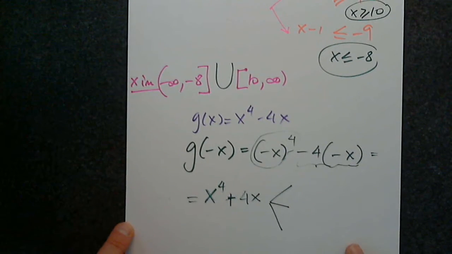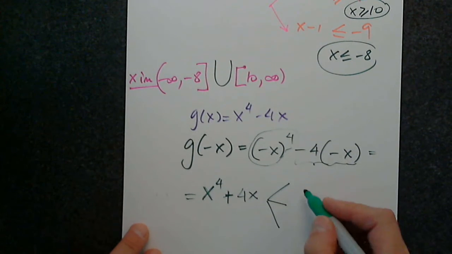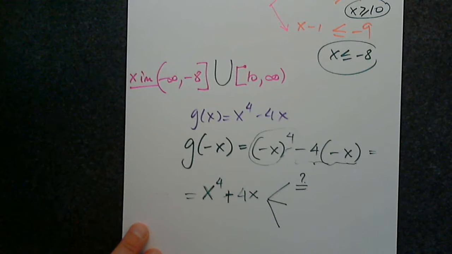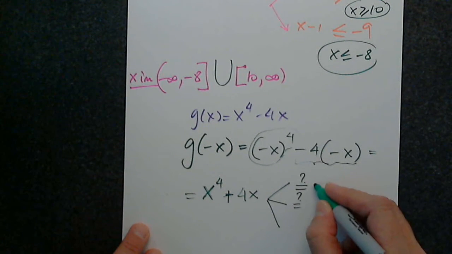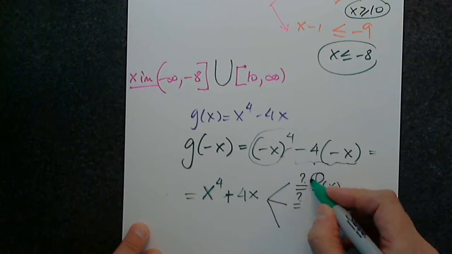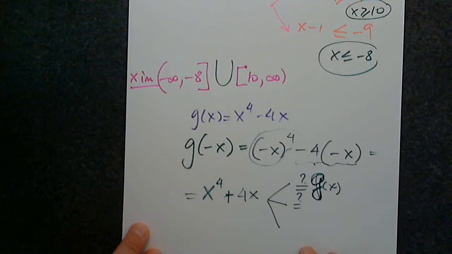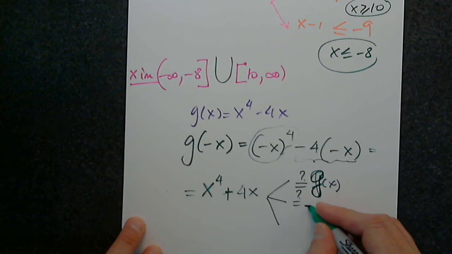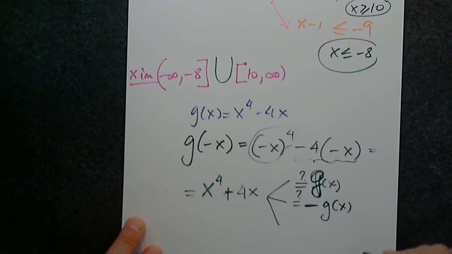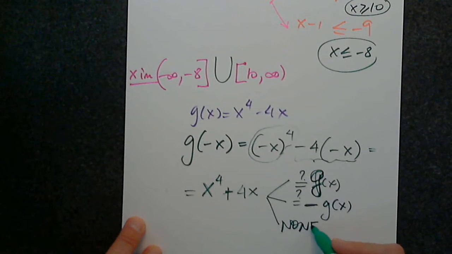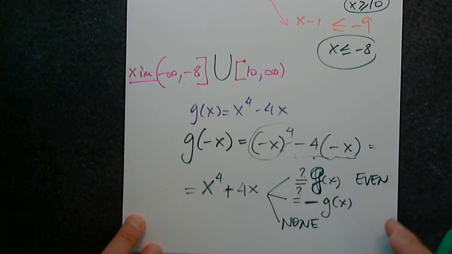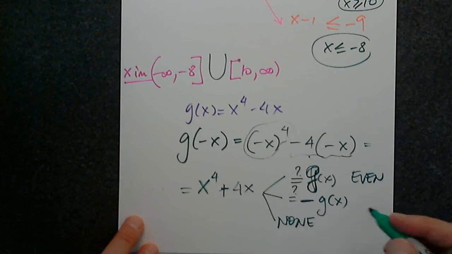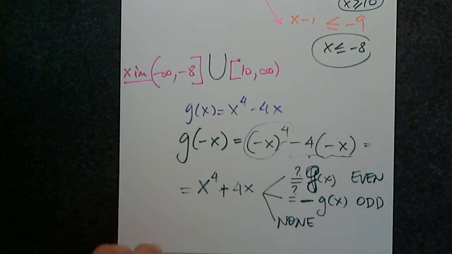Now I need to answer 3 questions, and only one is yes. The other 2 must be no. Does this equal the original function? Oh, I'm sorry, I meant to write g. Does this equal the opposite of the original function, or none of the above? If you say yes for the first one, the function will be symmetric with respect to the y-axis, or even. If you say yes to the second one, the answer will be odd.